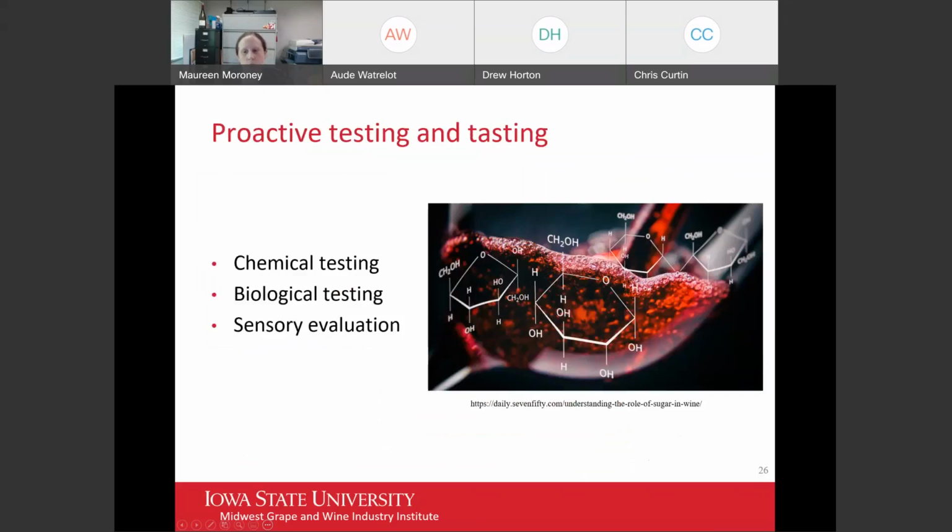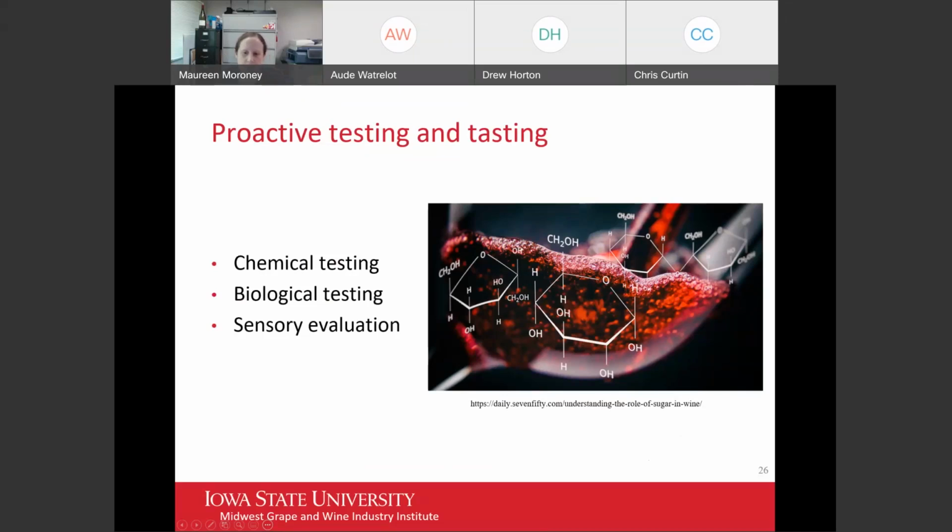Okay, so we're doing what we can to prevent microbial issues, but how do we know that it's working? We have to be really proactive about monitoring the wine, and that means both testing and tasting. So we talked about chemical testing for things like sugar, alcohol, malic acid, and acetic acid. Those are good ways to keep tabs on what the microbes are doing. And we also need to add in the parameters from our chemical prevention strategies, which include SO2 and pH, as well as sugar and alcohol again.